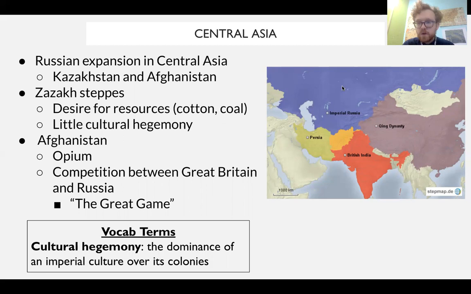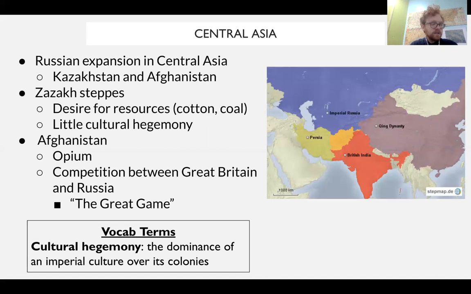So as Russia expands southward, why does it want to do this? Well, in the Kazakh steppes, there is a plentiful amount of cotton and coal. There is a desire for natural resources, especially as Russia will industrialize by the end of the 19th century. So not industrial yet, but will by the end of the 19th century. And this is why they are going to expand into Central Asia. They want cotton, they want coal for industry. So we are going to see a lot of expansion in the area of Kazakhstan, especially.